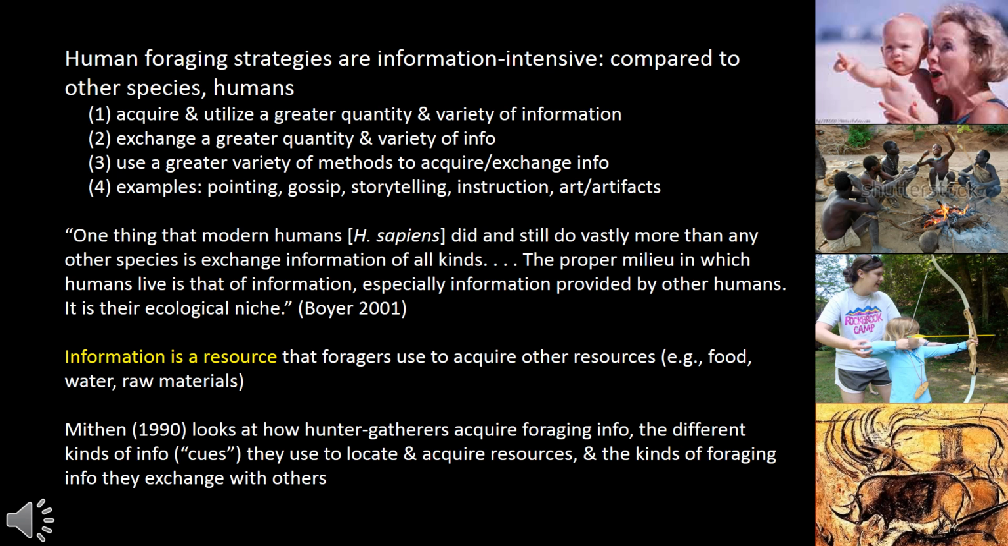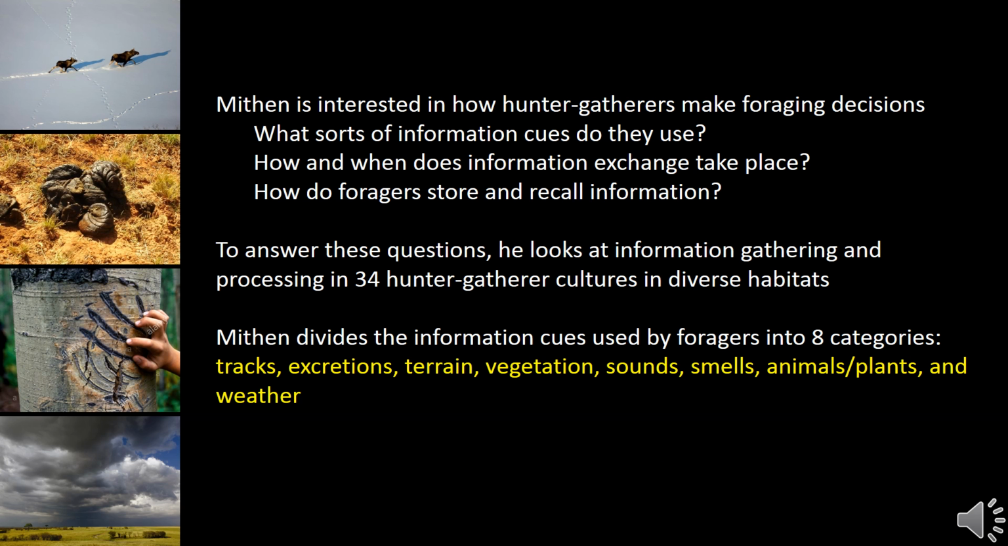The Mythen chapter looks at the different kinds of information or cues hunter-gatherers use to locate and acquire resources, and the kinds of foraging information they exchange with others. Mythen is interested in how hunter-gatherers make foraging decisions. What sorts of information cues do they use? How and when does information exchange take place? How do foragers store and recall information?